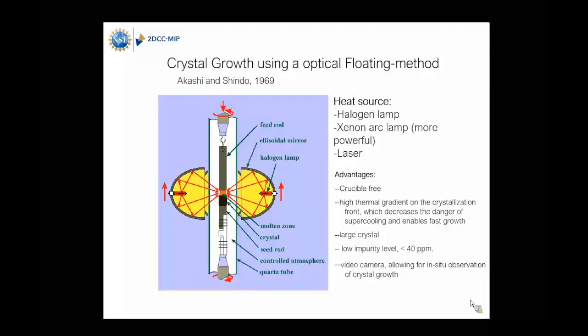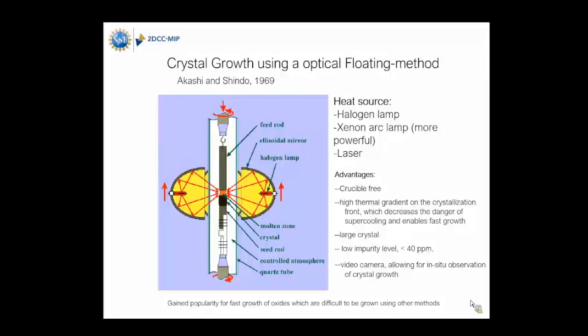And also, in this technique, the thermal gradient on the crystallization front is very high. So here is the crystallization front. The thermal gradient is very high. That decreases the danger of supercooling. We don't want supercooling, as I just explained. So that enables faster growth. And also, this type of furnace has a CCD camera behind the furnace, which allows you to observe the crystal growth and also remote control.